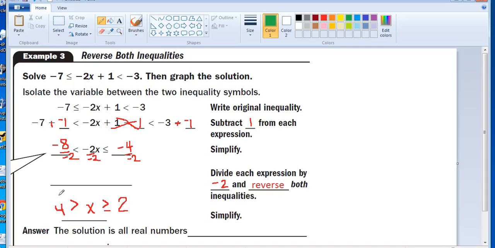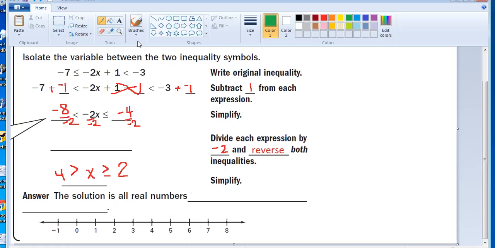We're saying that x is less than 4. Think of some numbers that are less than 4. And x also has to be greater than or equal to 2. So think of some numbers that might work there. Not too many. And then you can write that in here.